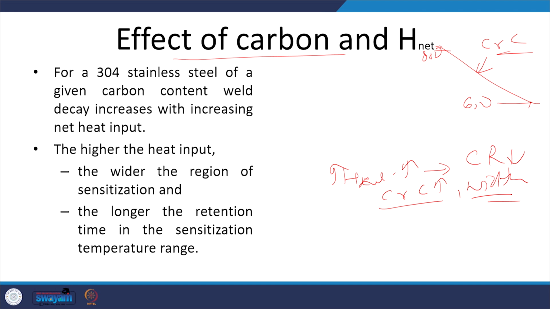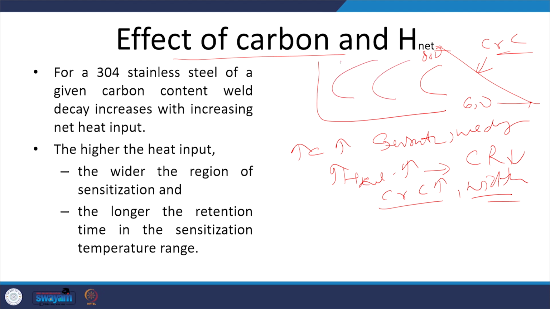On the other hand, if the carbon content is more, of course, it significantly increases the sensitization and weld decay tendency. Why? Because when the carbon content is low, it takes very long for precipitation, but when the carbon content is high, 0.07, 0.05 versus 0.02, it does not take much. So, this much time may not be available for precipitation during the cooling.